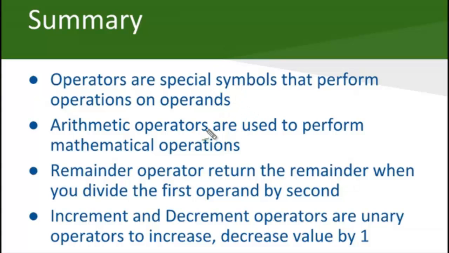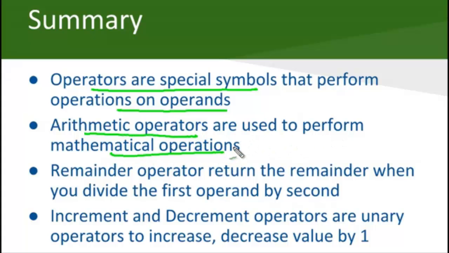Finally, it is time to summarize what we have learned so far. Operators are special symbols that perform operations on operands. Arithmetic operators, as we saw, are used to perform mathematical operations. The remainder operator returns the remainder when you divide the first operand by the second. And increment and decrement operators are unary operators to increase and decrease the value of a variable by 1.